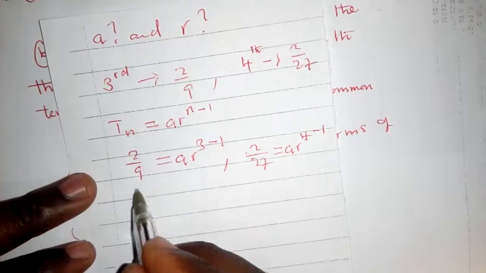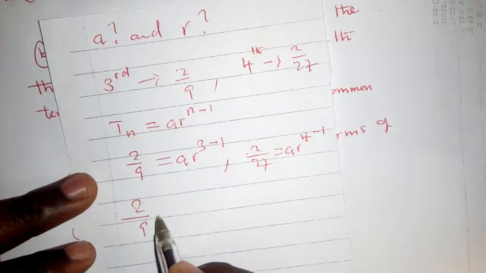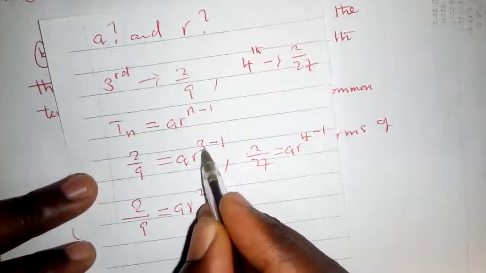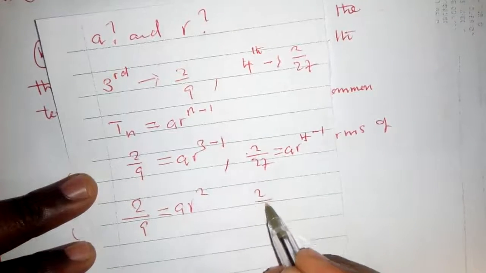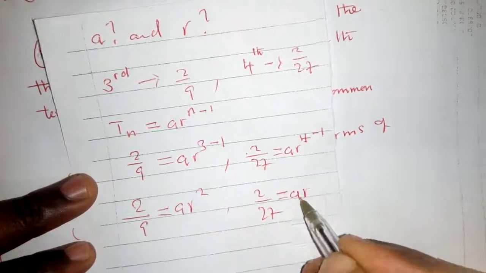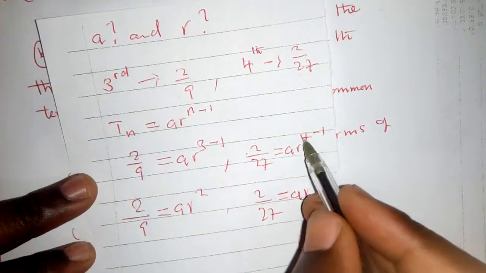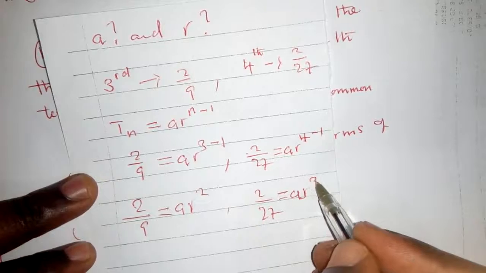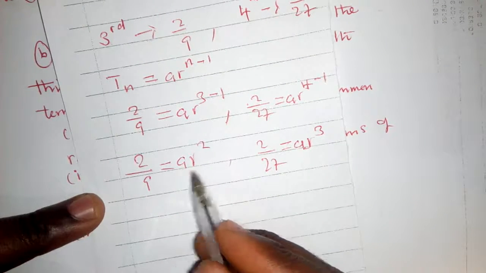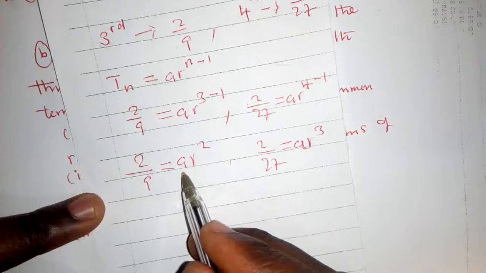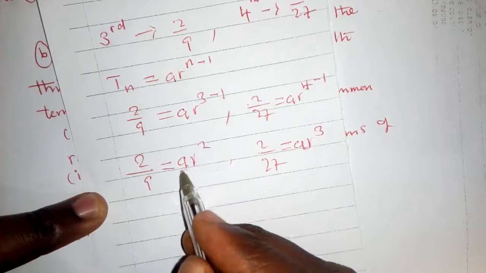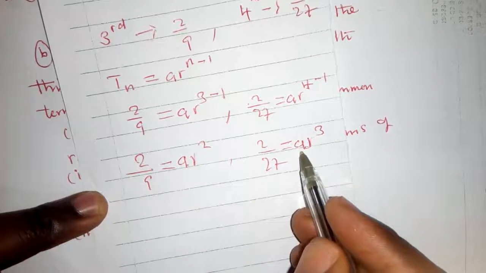We'll say 2/9 is equal to a r to the power, here we can solve, 3 minus 1 is 2, and then here we have something like this, is equal to a r, this is a r, 4 minus 1 is 3, and then we have these two equations. So we can make one of the equations, maybe we get this one, we make a the subject of the formula, and then we come and plug it in here in the second equation.